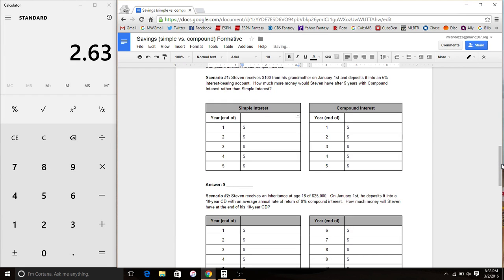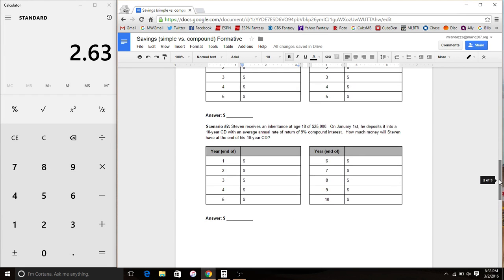All right. So now let's go to the more difficult one. It says, Stephen receives an inheritance at age 18 of $25,000. That means someone gave him $25,000. Maybe his family member passed away and it's in their will. But he just got $25,000. On January 1st, he deposits it into a 10-year CD with an average annual rate of return of 9% compound interest. So remember, we told you a CD, usually it's by years. So a 10-year CD means he has to keep it in the account for 10 years in order to get this 9% interest. How much will Stephen have at the end of his 10-year CD?